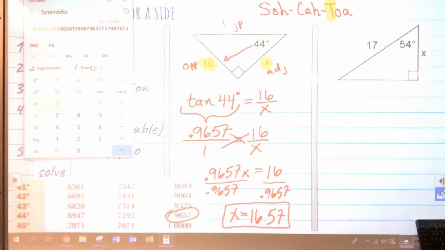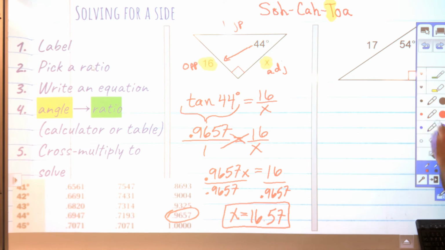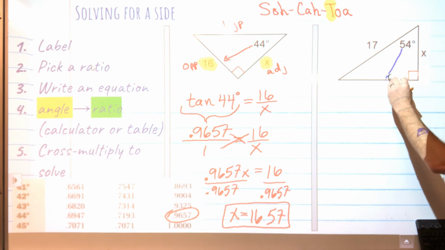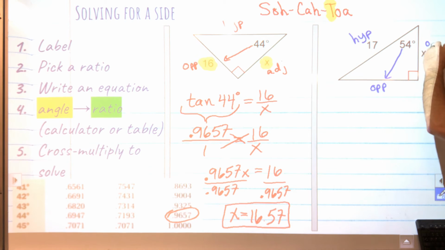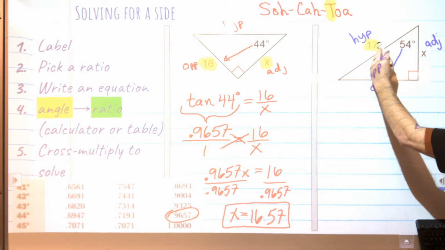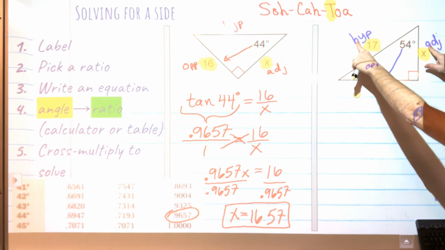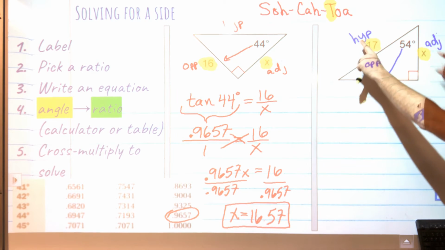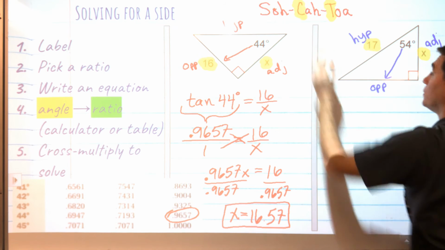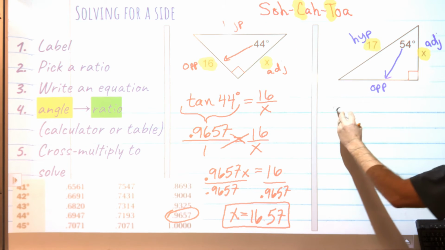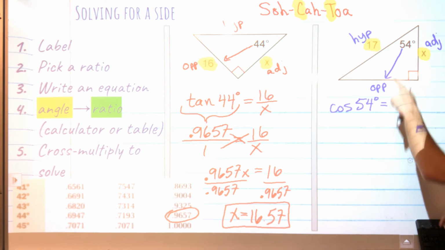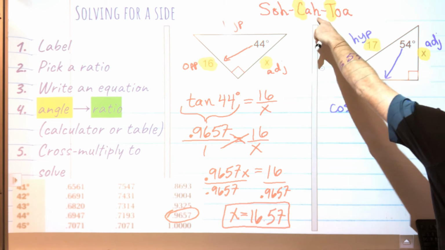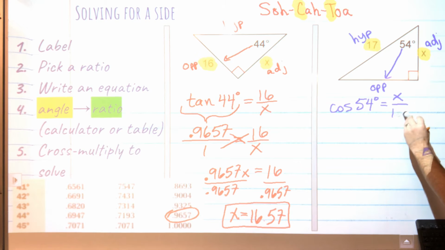Okay, so start off by labeling your sides. From my reference angle, this is the opposite, this is the hypotenuse, and this is the adjacent. So we look at the two players. Who is involved in this? Well, the 17 and the x, and so I've got my hypotenuse and my adjacent. That's h and a. H and a, oh, I'm using the cosine ratio. Okay, so I write my equation. Cosine of 54 degrees equals the adjacent over the hypotenuse, a over h, so x over 17.